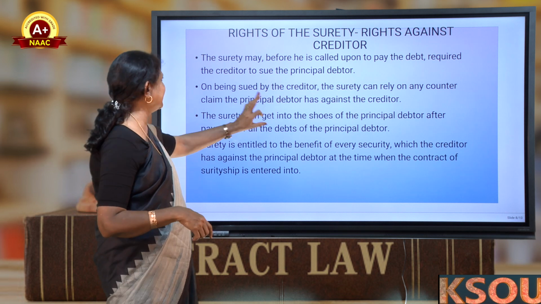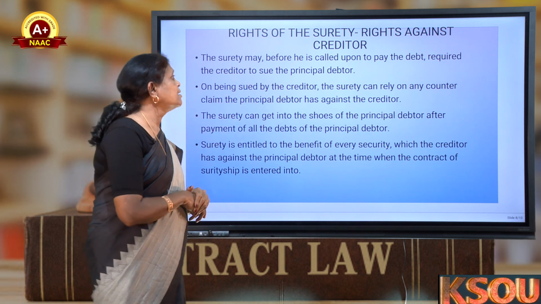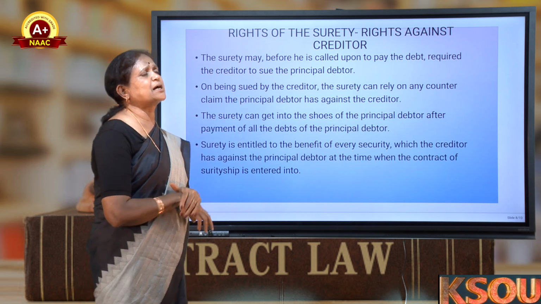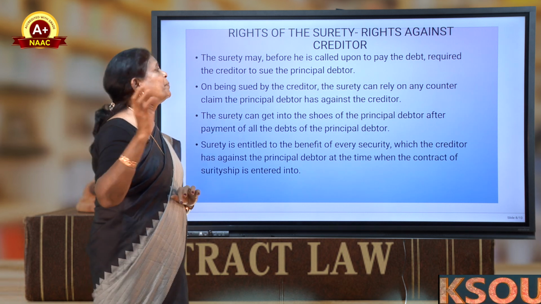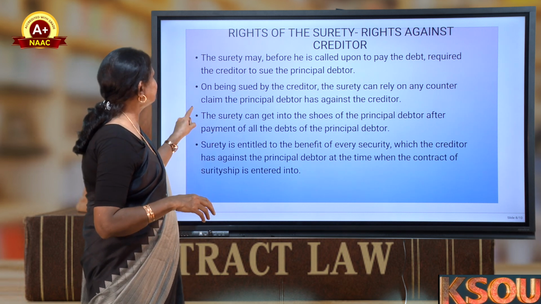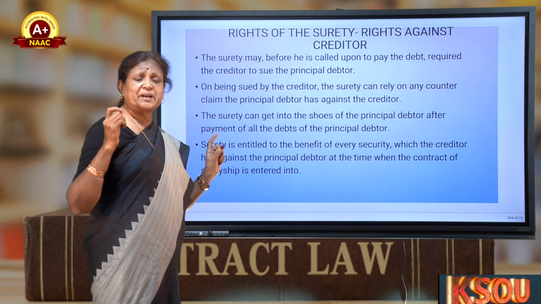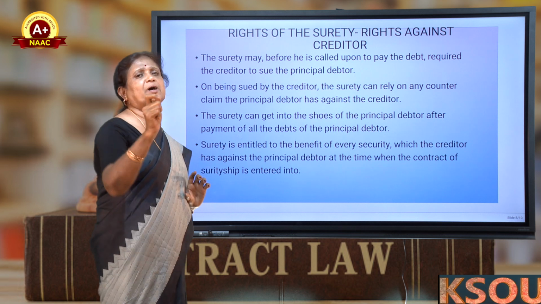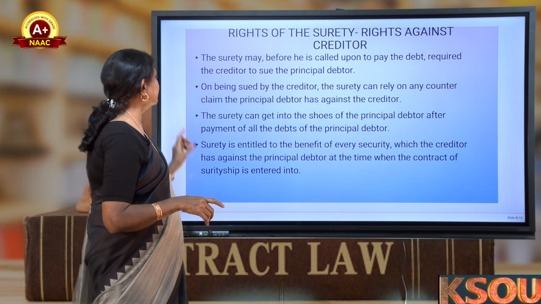And lastly, the rights of the surety: rights against the creditor, rights of the surety against the debtor, and rights against the co-sureties. First right is that after payment to the creditor, he can ask the principal debtor to pay the debt. Secondly, the surety cannot be called to make the payment before calling the debtor.